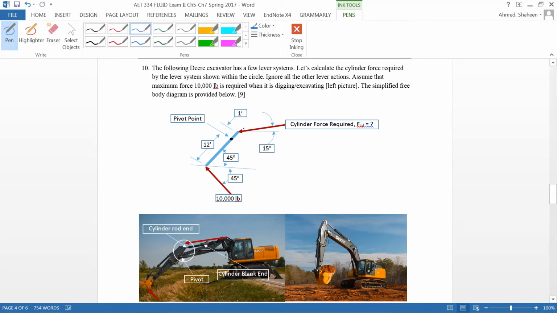So what we can do here is, let me use another color pen. So this is about 45 degrees and that's 15 degrees, so that's 60, so that will be then 30 degrees. So we can resolve this cylinder force this way: F cylinder cosine 30 degrees, and then this way it will be F cylinder sine 30 degrees, or you can write cosine 60 degrees, same.